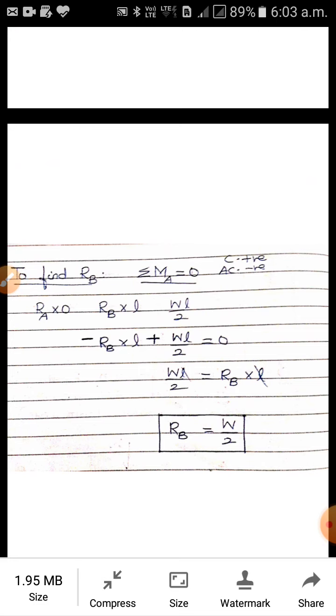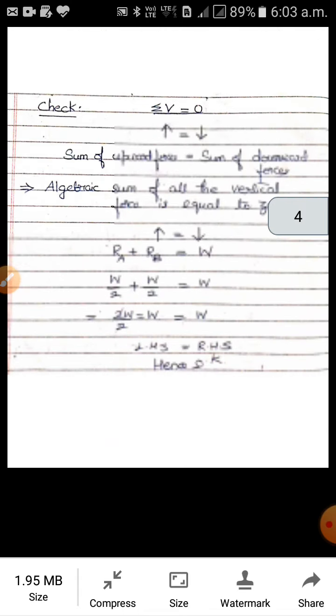So RB into L we can take to the other side. So WL by 2 equal to RB into L. So L and L cancel on both the sides. So RB equal to W by 2. So both RA and RB equal to W by 2.